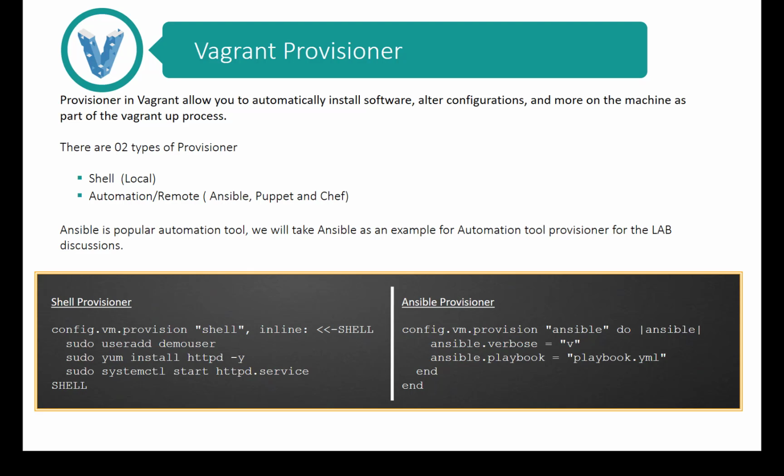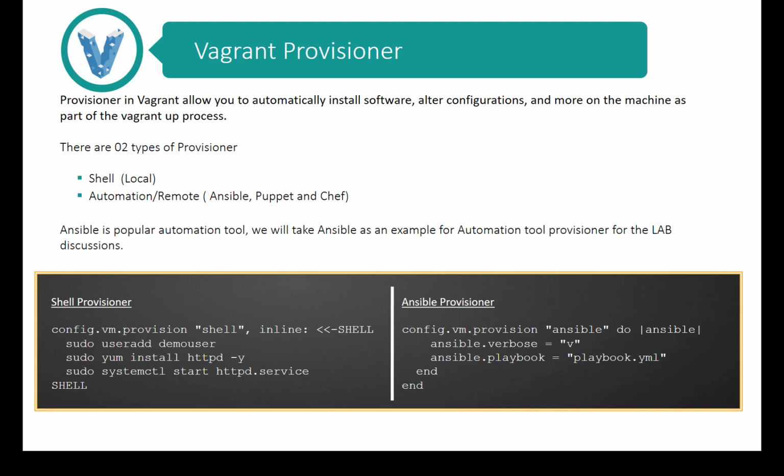Local is basically shell provisioner, where you put your shell commands which will get executed on the machine when it is coming up. Remote provisioner, you can use tools like Ansible, Puppet, or Chef, which will do the configuration work remotely, means from your host system. That tool will send commands on remote system using the way you use that tool. For this particular lab, I have picked Ansible as automation tool because that's a very popular one, and most of the guys in IT are now using Ansible.